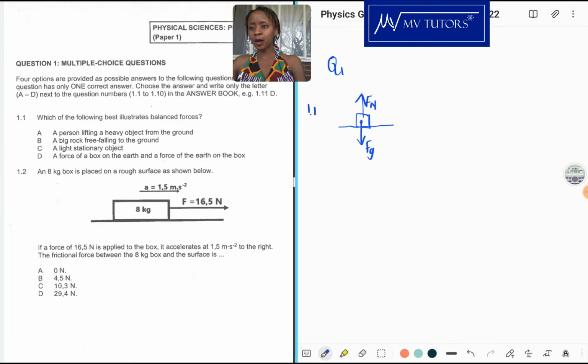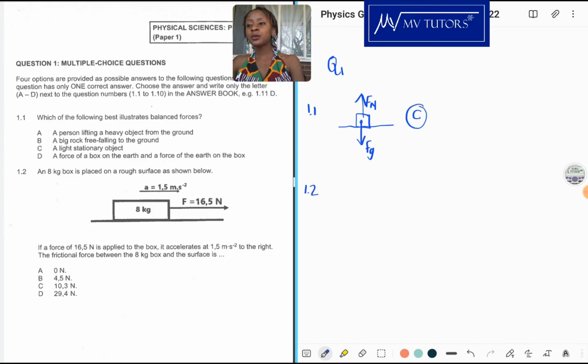And then D, a force of a box on the earth and a force of the earth on the box. So basically the center of mass of the box to the earth, and the earth as well, the center. So basically here we're using gravitational force, right? Newton's law of universal gravitation. Okay, and with that, balanced, I'm leaning more towards C. Okay, the stationary object.